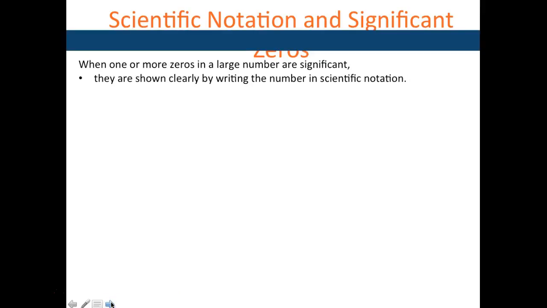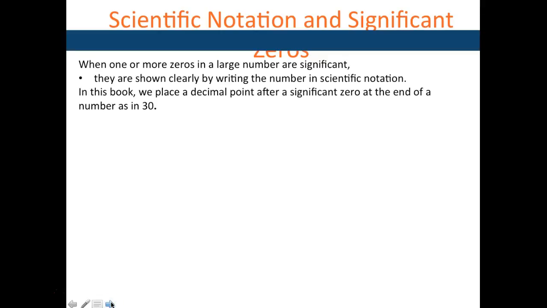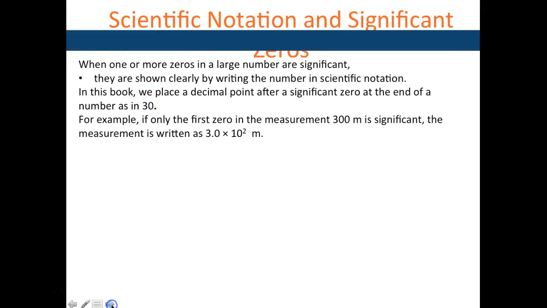So when one or more zeros in a large number are significant, you can show this by writing that number in scientific notation. Scientific makes it a lot clearer. If you want the zero for this number 30 to be significant, you must place a decimal point after the zero. That way this number will give you 2 sig figs. Or you can write this in scientific notation. You can write it as 3.0 times 10 power 2.